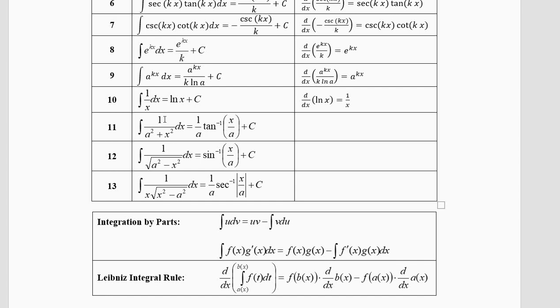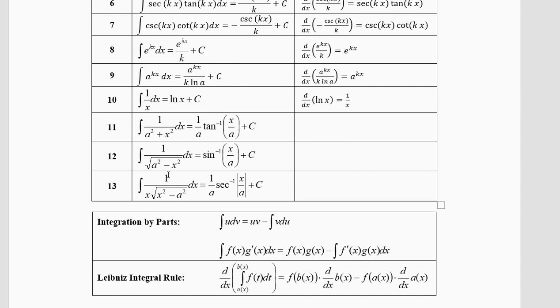I'll tell you why. When you integrate 1 over a square plus x square, you will get 1 over a tan inverse x by a plus c. You can also write minus 1 over a cot inverse x by a. For 1 over square root of a square minus x square, you will get sine inverse x by a plus c, which is equal to minus cos inverse x by a. So normally we go for the positive ones, tan inverse, sine inverse. We do not use minus cot inverse or minus cos inverse.